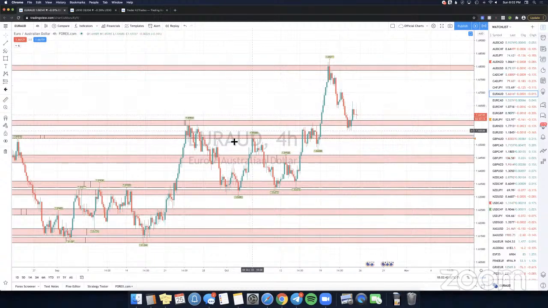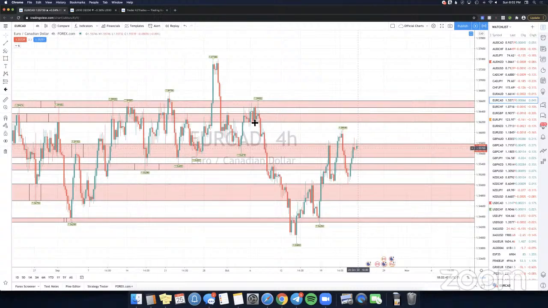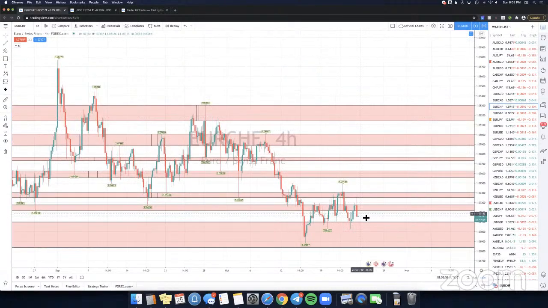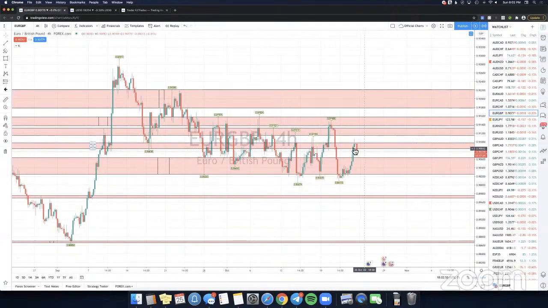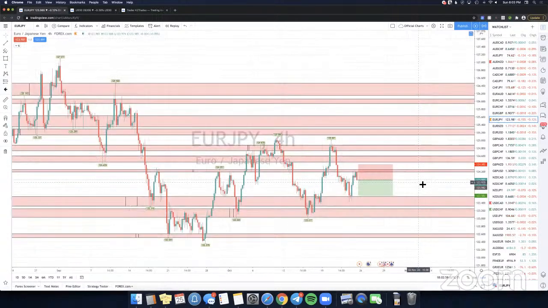If you go down the list right here and you see that the Euro AUD is coming down, that means that the Australian dollar is stronger than the euro. Same with the Euro CAD. If it's coming down, the Canadian dollar is stronger than the euro. Same with Euro CHF. It's coming down right here, so the Swiss franc is stronger than the euro. EG, it's coming down, so the GBP is stronger than the euro. Right here we're looking at EJ and it's coming down as well. So if they're all coming down, that's going to be a hint that the euro is weak right now.